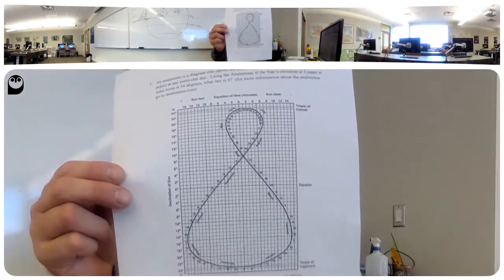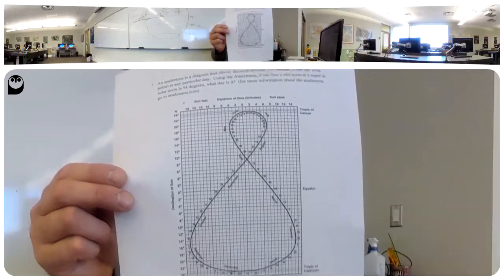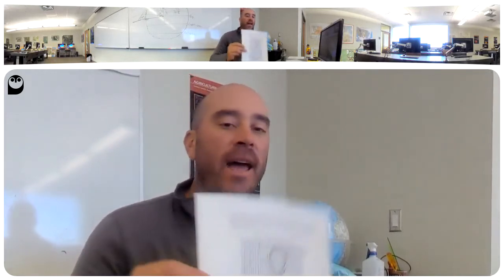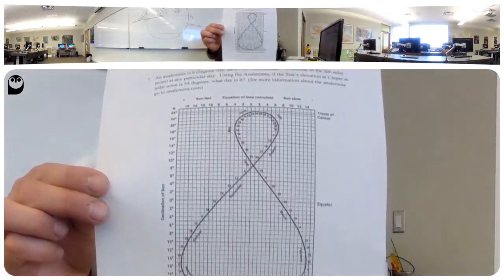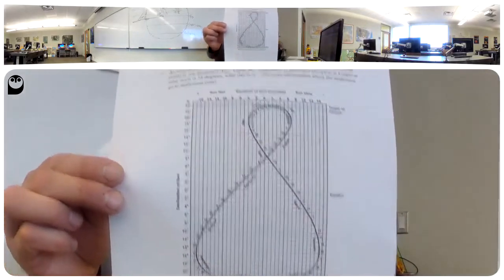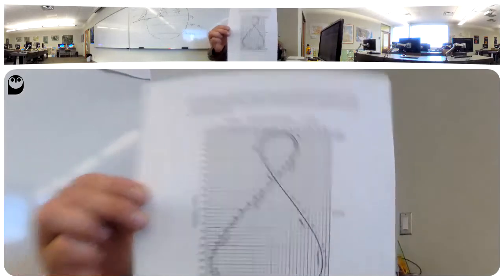The analemma tells us where the subsolar point is on the Earth. In other words, what is the subsolar point? The subsolar point is where the sun's rays are hitting the Earth vertically, okay? That's the subsolar point. And what the analemma tells us is on what date that subsolar point occurs. For example, one of the problems we did was: what's the angle of the sun in Casper, Wyoming on September 21st?